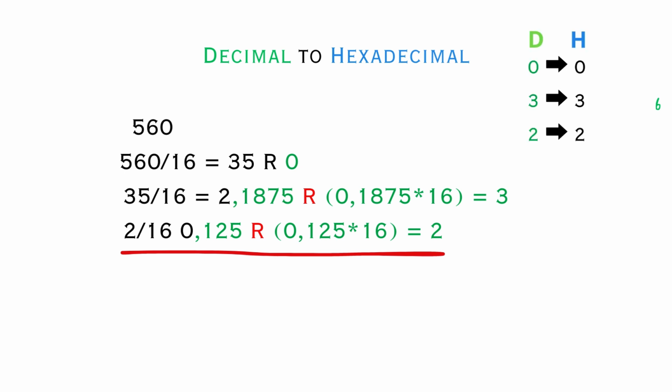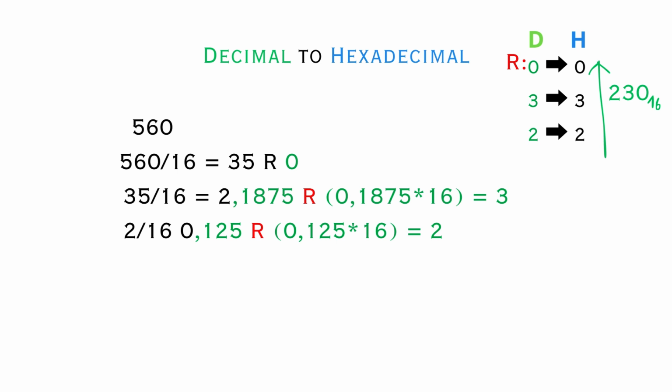Now we write down the remainders in the order we got them: 0, 3, and 2. We need to make sure that they are in hexadecimal, because right now these are normal numbers. In this example, there's no problem because we didn't get any 15 or 14. But if we had, for example, a 10, that would be equal to A. So if we had 10 here, we would write A. So this is hexadecimal already. We read from down to up, and we write 2, 3, 0. That will be the hexadecimal number in base 16. So in base 16, 560 is 230.